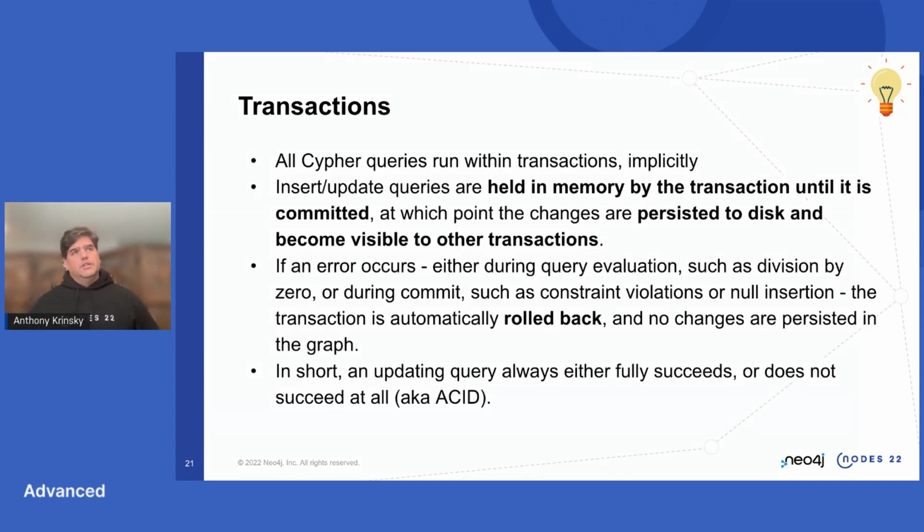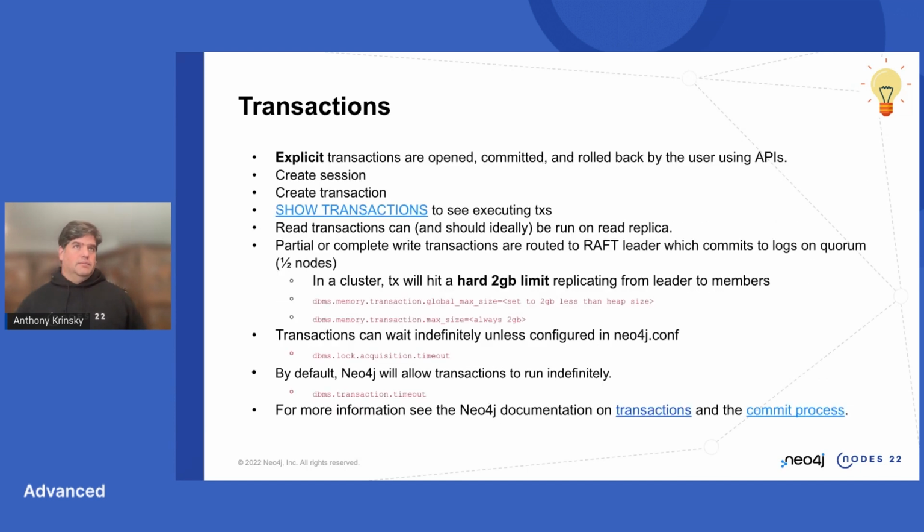Now about transactions. If you just issue a Cypher query in Browser, for instance, or Cypher Shell, Neo4j will wrap that in a transaction implicitly. That entire operation is held in memory until the transaction is committed, and then it'll be persisted to disk when it's visible to other transactions. This is what we call read committed isolation. If an error occurs during that query evaluation, the transaction will be rolled back and no changes will be persisted to the graph. So that's keeping our ACID promise.